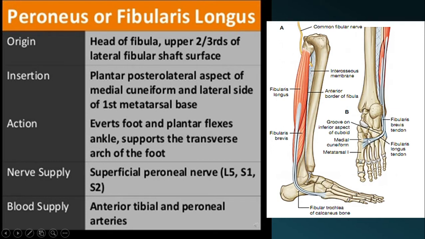This tendon is inserted over the lateral aspect of medial cuneiform bone and on the plantar aspect of the base of first metatarsal. This muscle is the everter of foot, and then it is a plantar flexor at ankle joint. Eversion occurs at subtalar joint. Nerve supply is the superficial fibular nerve L5, S1, S2, while the blood supply is through the perforating branches from anterior tibial and peroneal arteries.